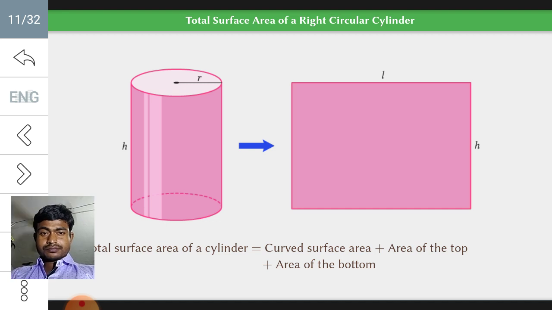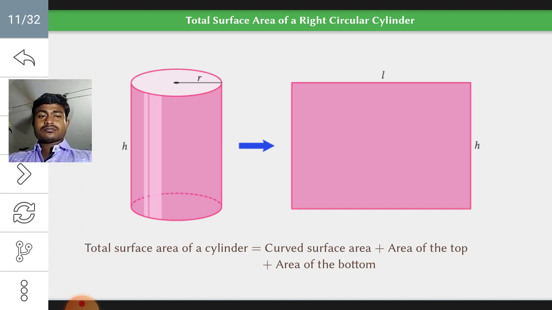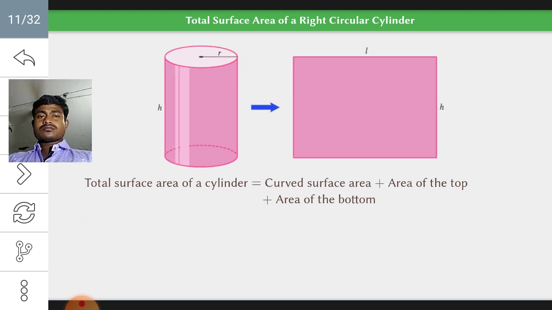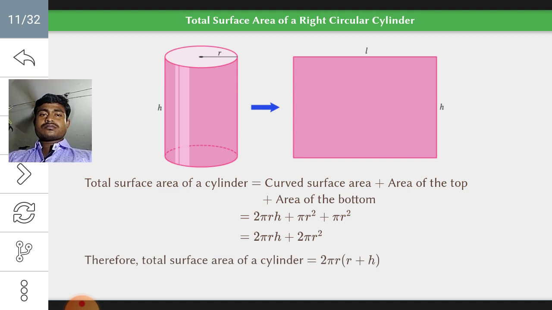The total surface area of a right circular cylinder is the sum of the areas of the curved surface and the areas of the circular surfaces at the top and the bottom of the cylinder. We know that the area of a circle with radius r is pi r squared. Therefore, the total surface area will be equal to 2 pi r times (r plus h).